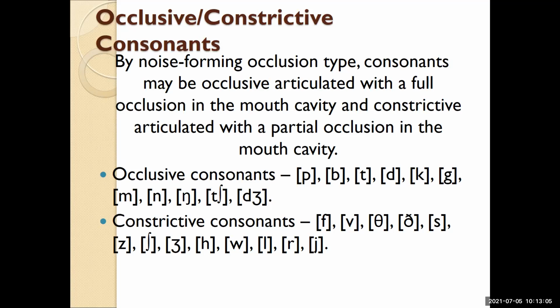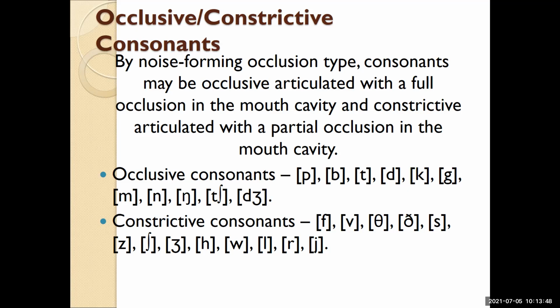Now, occlusive and constrictive consonants. By noise-forming occlusion type, consonants may be occlusive, articulated with a full occlusion in the mouth cavity, and constrictive, articulated with a partial occlusion in the mouth cavity. And we have in English one more type of consonant, it's affricative or occlusive-constrictive consonant. And here we can see that there are types of occlusive consonants.